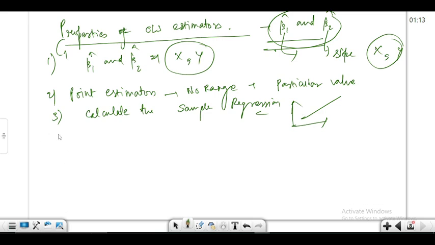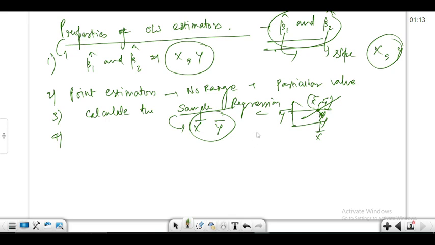Okay, now the fourth property is, one of the properties of this regression line is that it passes through the sample mean values of x and y. So this regression line will pass through x bar and y bar. So x bar comma y bar, this is also a property of your OLS estimators.